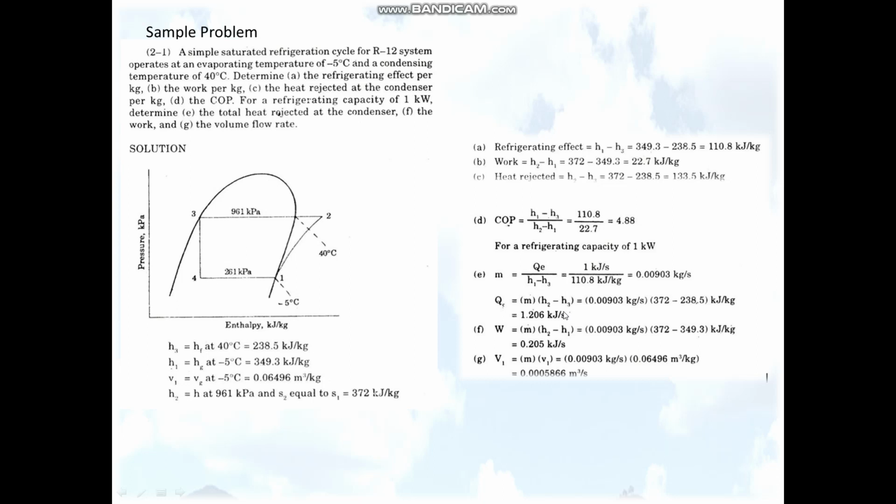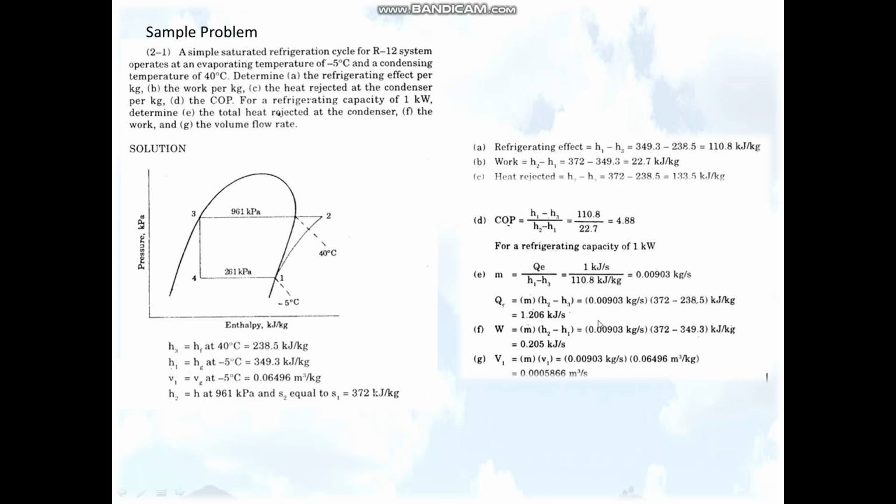Then, the work. This is the compressor power. That is equal to the mass flow rate times H2 minus H1. Substituting the values, you will get 0.205 kilojoule per second.